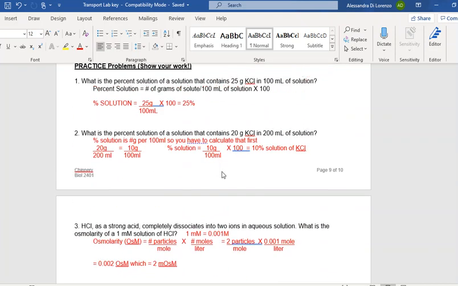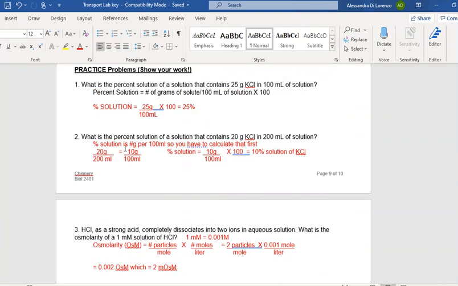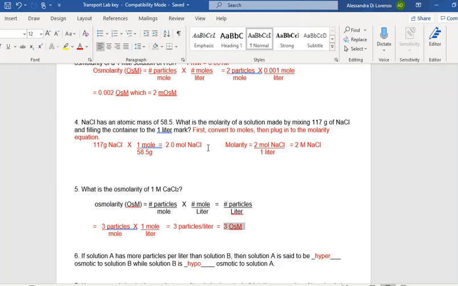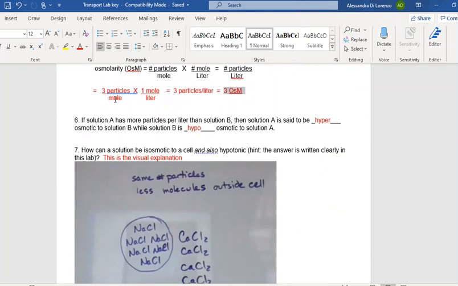I may ask you the percentage, okay, the percent solution. So something like this. What is the percent solution of a solution that contains 20 grams of KCl, in this case in 100 ml of solution? You really don't even have to do any calculation here. It gives you the grams per 100 ml. So you just say 25%, period, okay? All right, so if a solution A has more particles per liter than solution B, then solution A is said to be hyperosmotic, while solution B is hyposmotic. Makes sense.